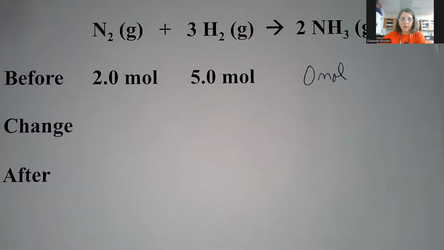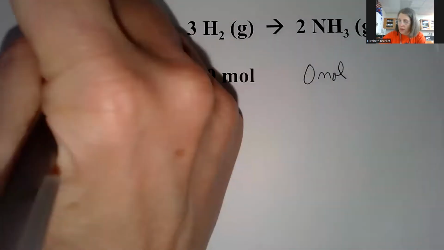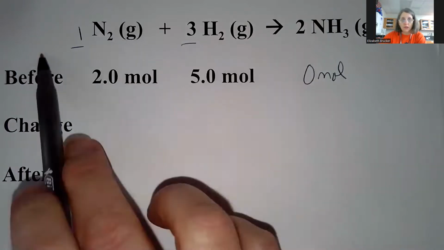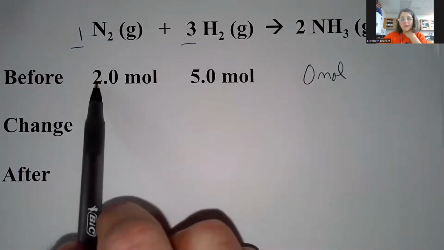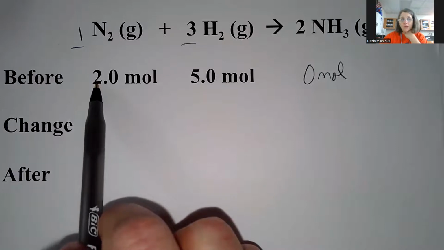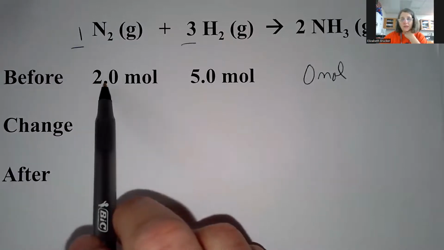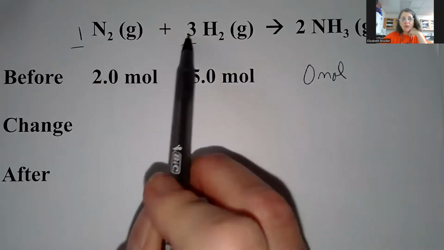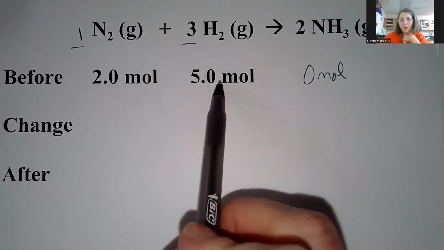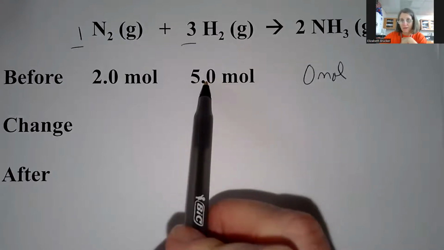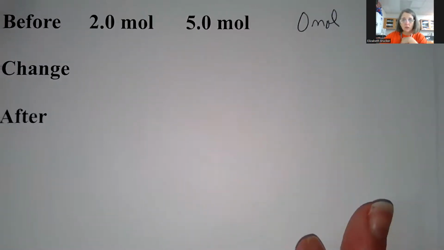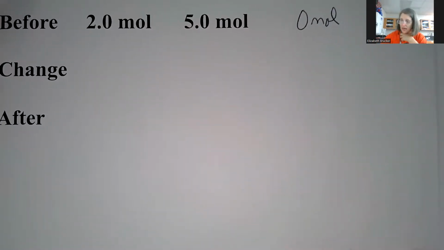Okay, so I see that I have a 1 to 3 relationship between the nitrogen and the hydrogen, 1 to 3. So I have 2 moles of nitrogen. So what does that mean in terms of my hydrogen? Well, if I have 2 moles, I would need 3 times that. I would need 6 moles of the hydrogen, and I don't have that. So my guess is hydrogen is my limiting reagent. So I'm going to see if that is the case.